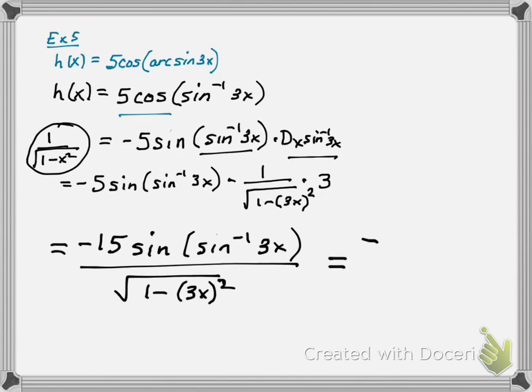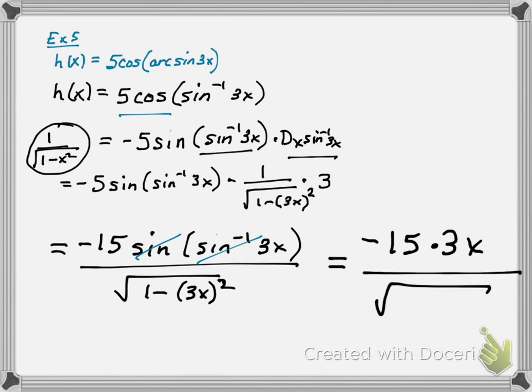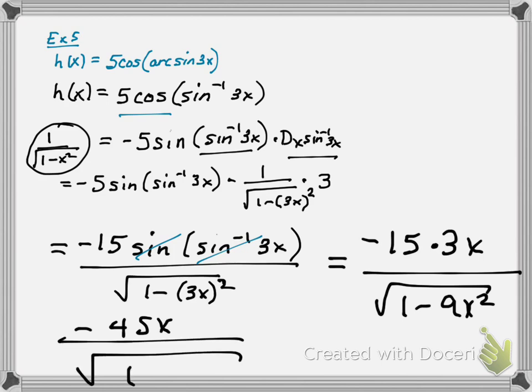So I've got negative 15 times 3x because these cancel each other out. And that 3x times 3x is also a 9x squared. I could do that. So now I have negative 45x over the square root of 1 minus 9x squared. And that is our answer for example 5. That was kind of a tough one.